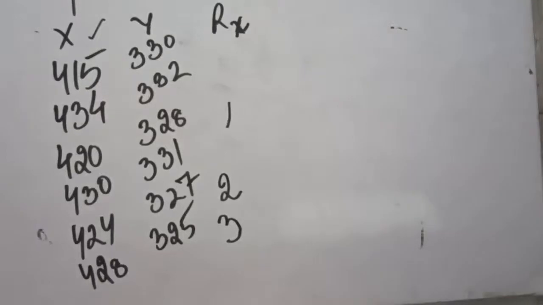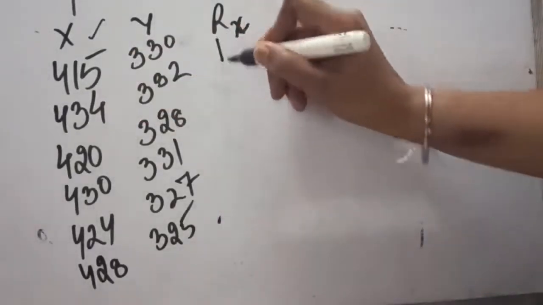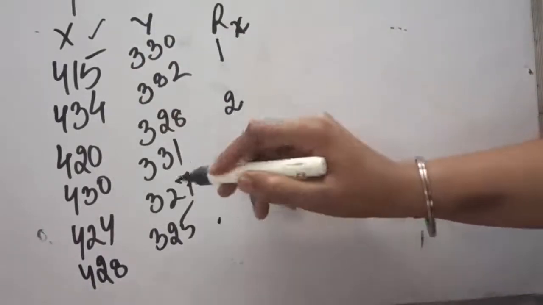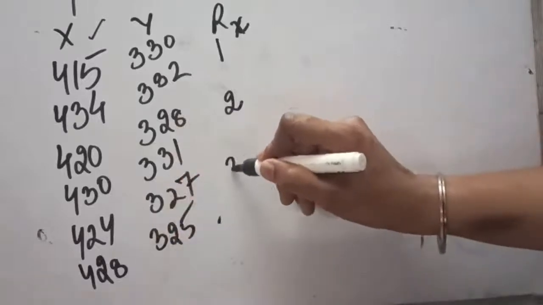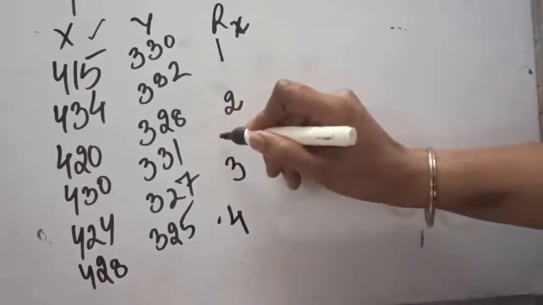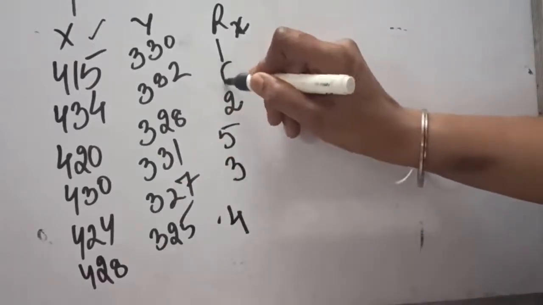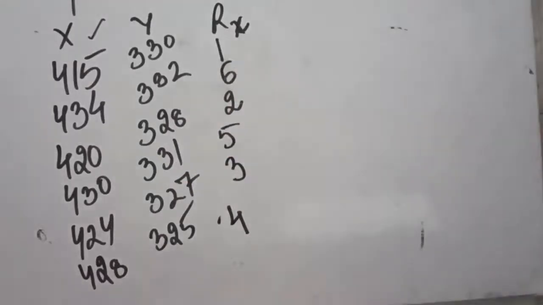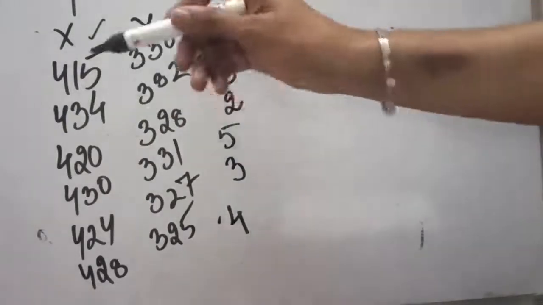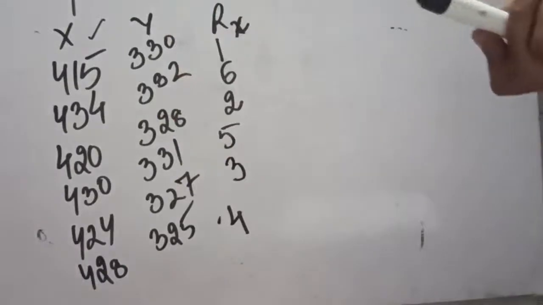As I can see in the series, 415 is also there. So this will be rank 1. 420 will be rank 2. Then 424 will be rank 3, 428 will be rank 4, 430 will be rank 5, and 434 will be rank 6. So we can see here that no number is repeated. That is why we will apply the formula for when the ranks are not repeated. If any number is repeated, then we go for the second method.